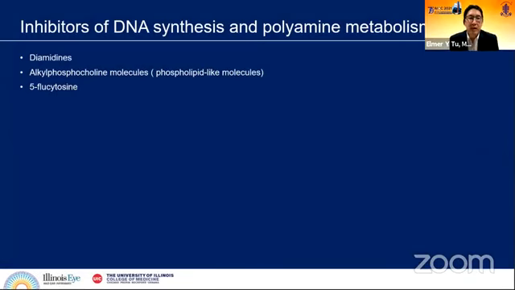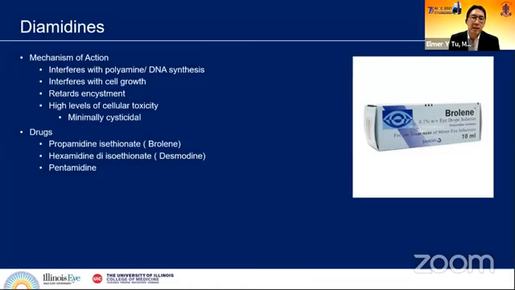Other drugs include diamidines, the alkylphosphocholines, which I'll focus on later, and 5-flucytosine. The diamidines are probably the oldest drug that have been described for acanthamoeba, interfering with DNA synthesis and cell growth. It may also retard encystment. Really, it's primarily effective against trophozoites.